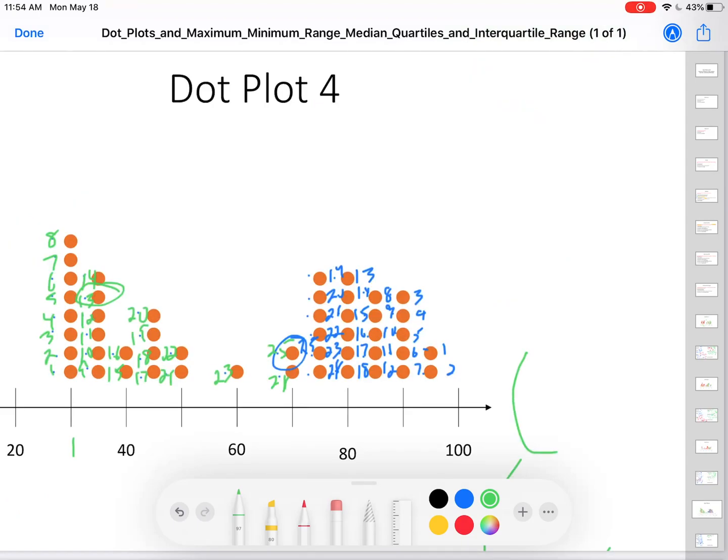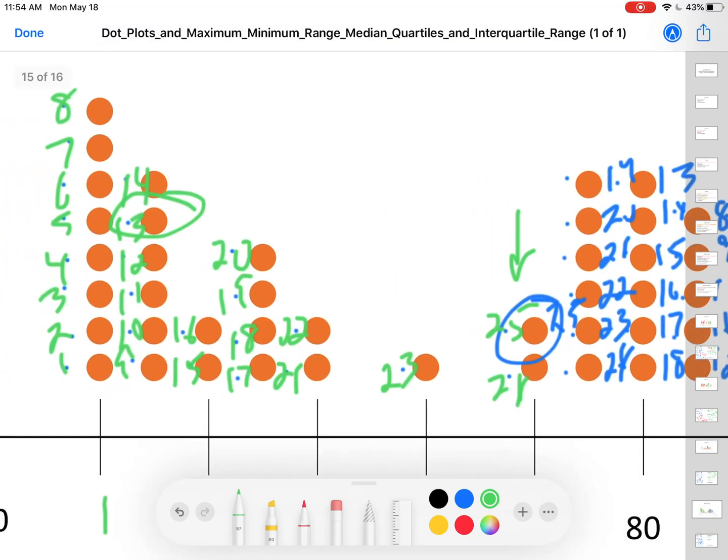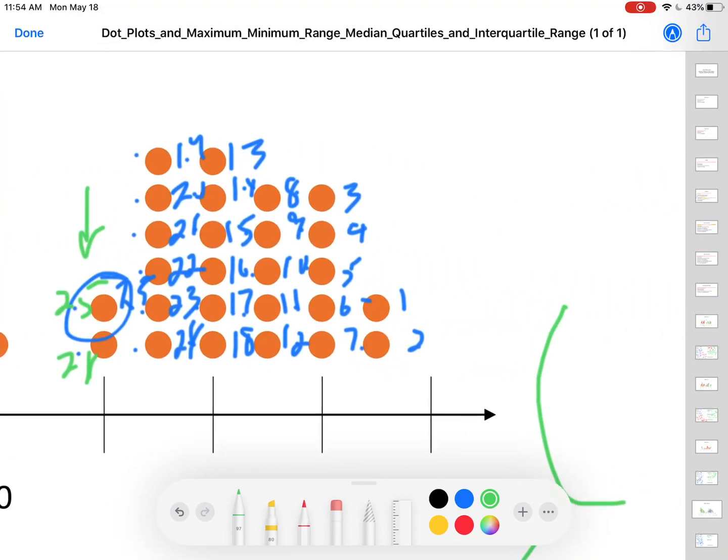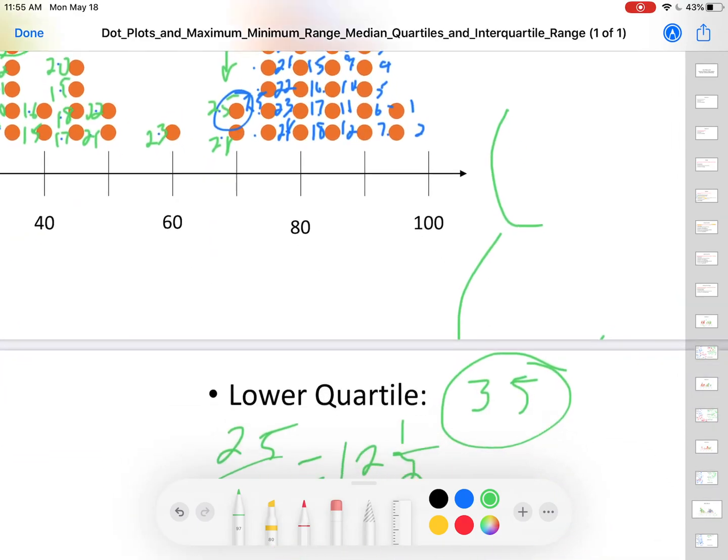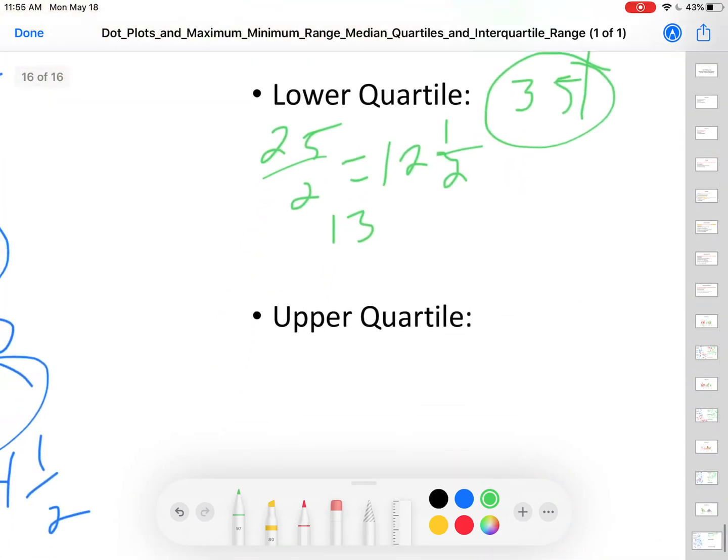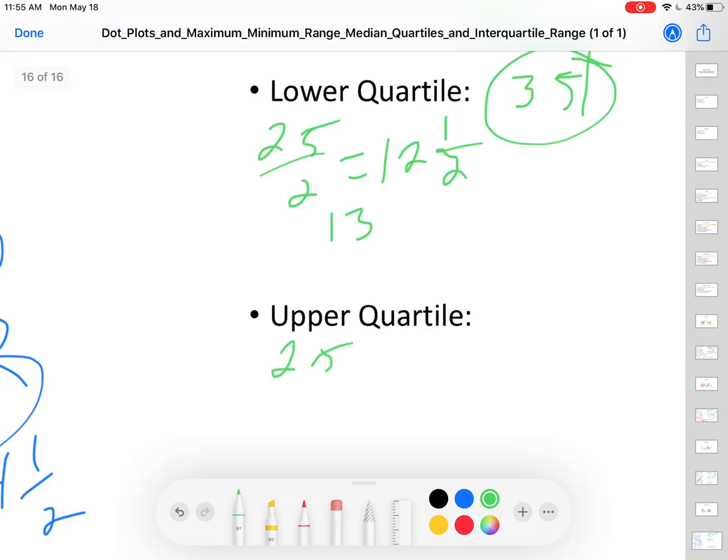Dot plot number 4. Here's the median. Here's the lower half. Here's the upper half. Look, I've already numbered it. I know that it comes out to 25. 25 is an odd number, so we just need to figure out what halfway is. 25 divided by 2 is 12 and a half.